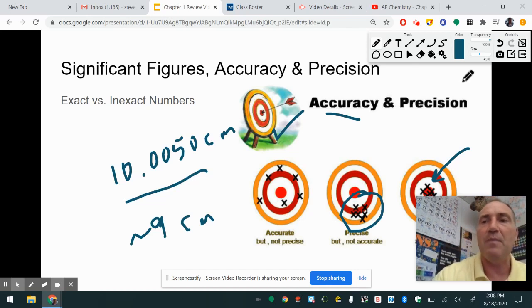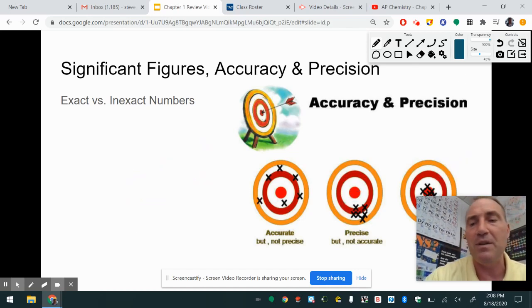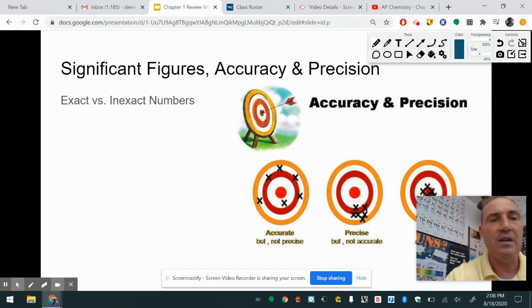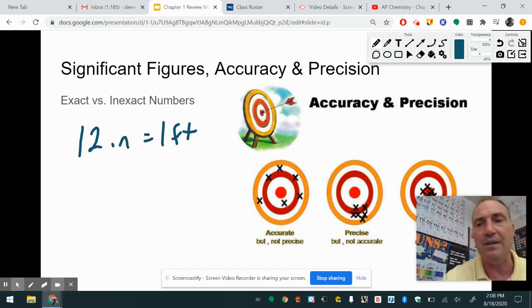Now, another thing to consider is exact numbers versus inexact numbers. An exact number is like a definition. For example, 12 inches is 1 foot. That's a definition, right? By very definition, 12 inches is 1 foot. So there are no sig figs in an exact number. There's unlimited.